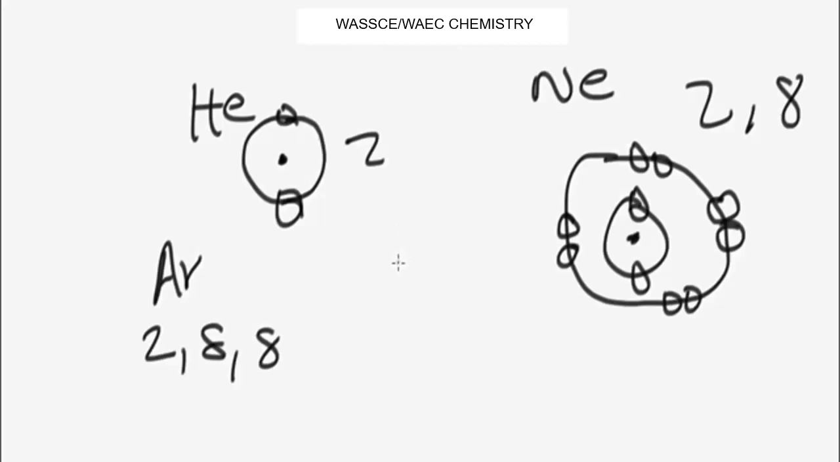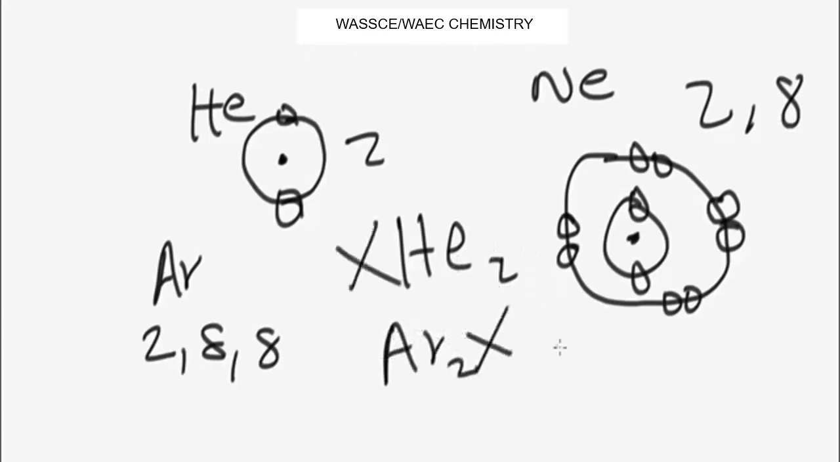Note again that the group 0 or group 8 elements, the noble gases, exist as monatomic gases. Basically what it means is that you don't have something like helium 2 or argon 2. No, this is wrong. You only have helium gas, you only have argon gas, and nothing like helium 2 or argon 2. This is the right way to express them. So they exist as monatomic gases.